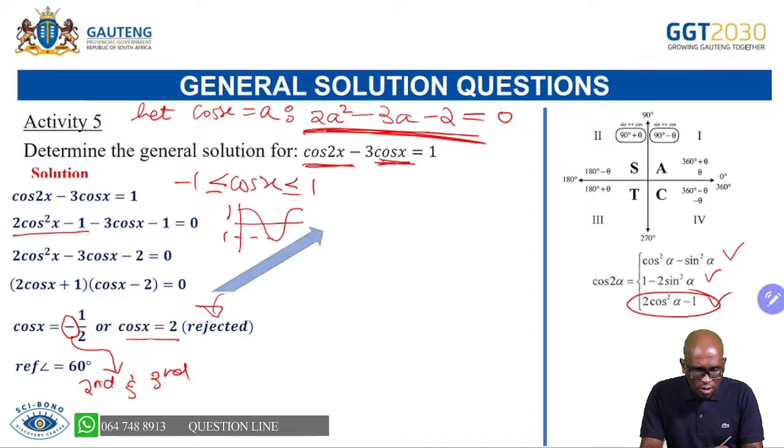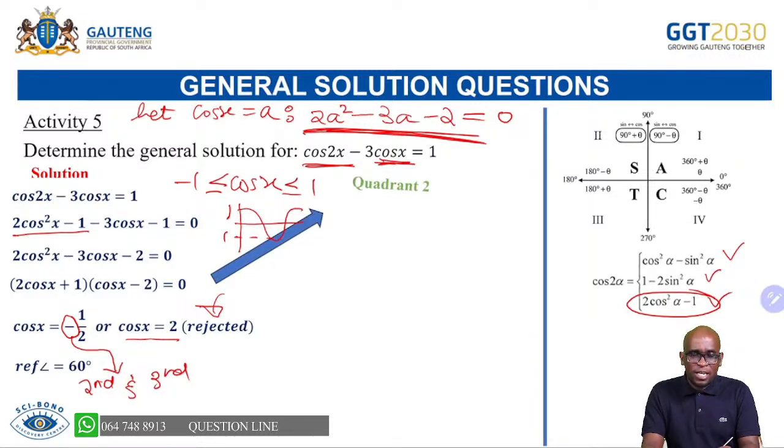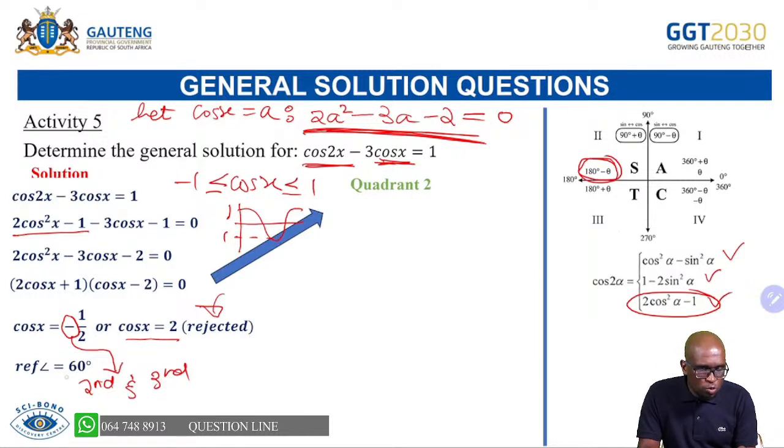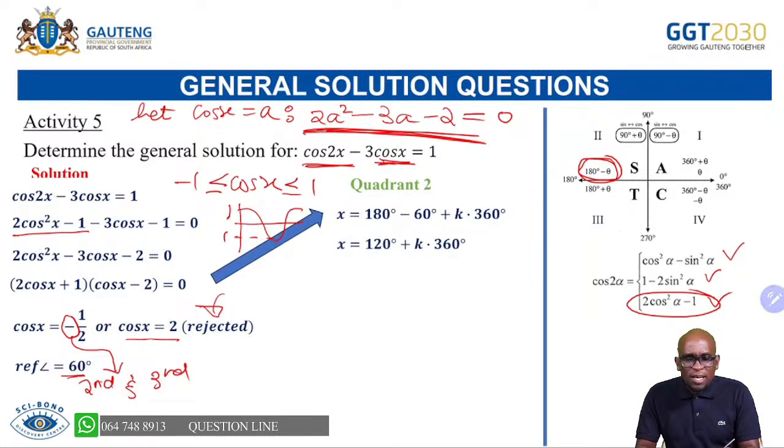Right. Now this will then take us to the second quadrant. What happens in the second quadrant? We need to use 180 minus the reference angle. Let's go through that. 180 minus 60 plus K360, and then from there, this simplifies to 120 degrees plus K360. We are done in quadrant 2.